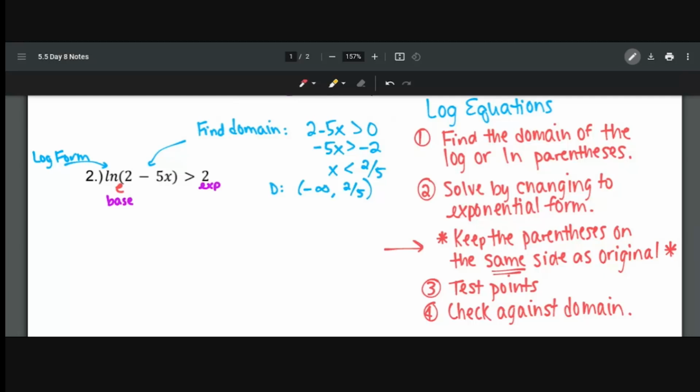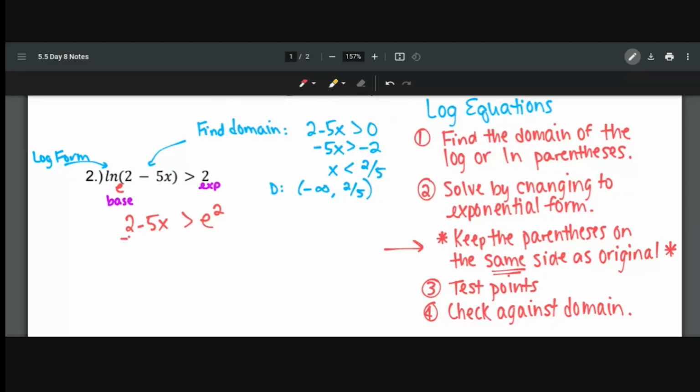So I know it's going to be e raised to the second power, and that should be equivalent to 2 minus 5x, but I'm going to keep the 2 minus 5x on the left side. And I'm going to keep my inequality symbol as greater than, but I'm going to put my e squared over here. And the reason why we do that is because otherwise, if we do e squared and then put the 2 minus 5x on the other side, I'd have to switch my inequality sign, and people will forget to do that. So we're just going to say as a general rule, keep the parentheses on the same side as the original problem. Okay, so now I just have to solve for x.